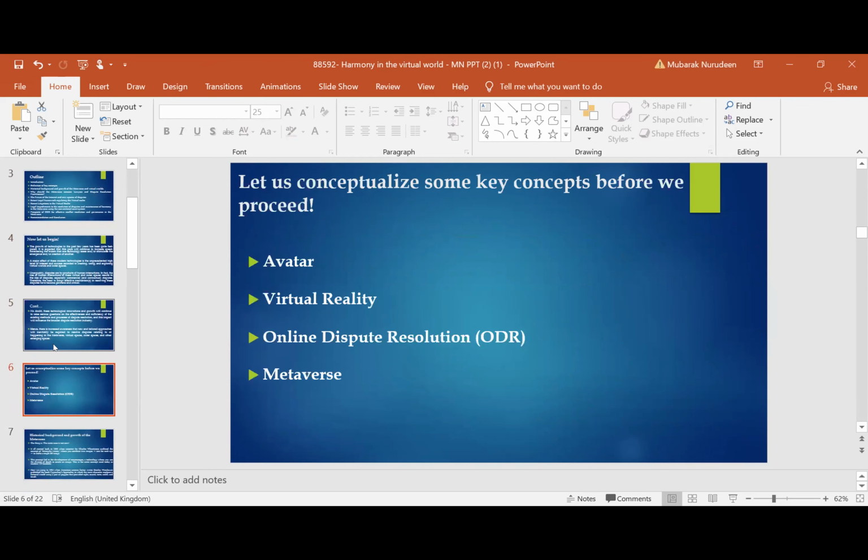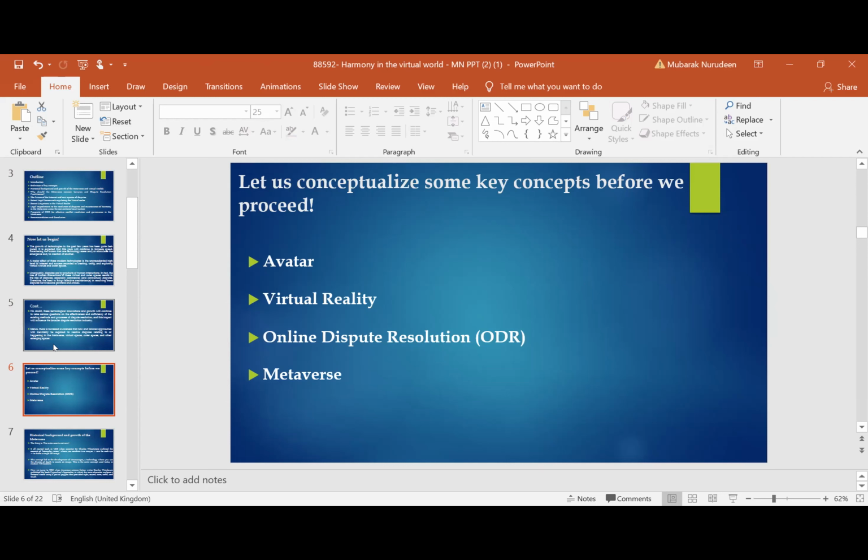Before we proceed, let us conceptualize some concepts that are key to this presentation. I have the avatar, virtual reality, online dispute resolution, and the metaverse. The avatar is basically a graphic representation of a user within the metaverse space. I like to liken the relationship between an avatar and a user to that which exists between a company and a director. So it's basically a sort of alter ego relationship. The avatar is the representation of the particular user within the space. A user on the metaverse can design their avatar to look exactly like them.